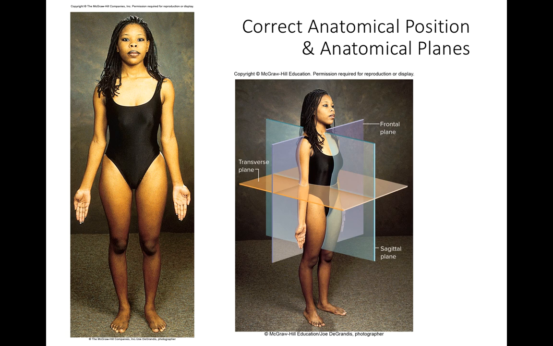So if you put yourself in correct anatomical position and you make a vertical cut that cuts off your left arm at the shoulder, that's a sagittal plane. You now have a left and a right. The left consists of your arm and the right consists of your entire body minus that arm. So it doesn't necessarily have to be on the midline.